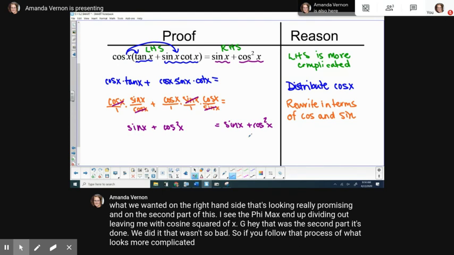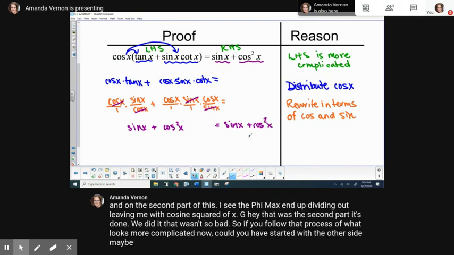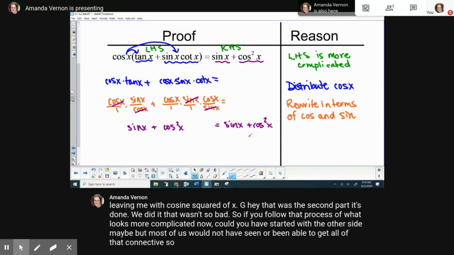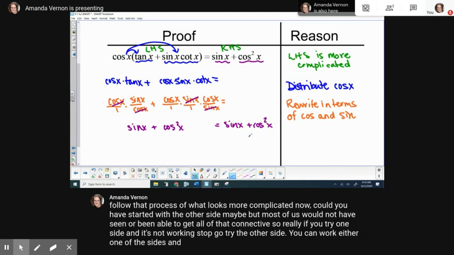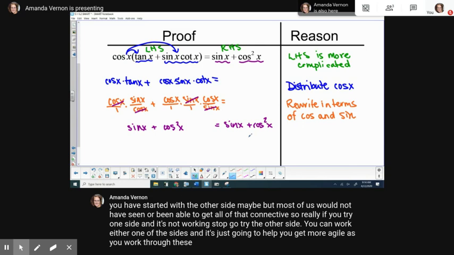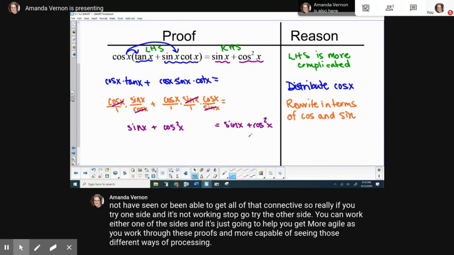Now, could you have started with the other side? Maybe, but most of us would not have seen or been able to get all of that connected. So really, if you try one side and it's not working, stop. Go try the other side. You can work either one of the sides, and it's just going to help you get more agile as you work through these proofs and more capable of seeing those different ways of processing. Stick with it. I know proofs are hard, but I know you can do it.